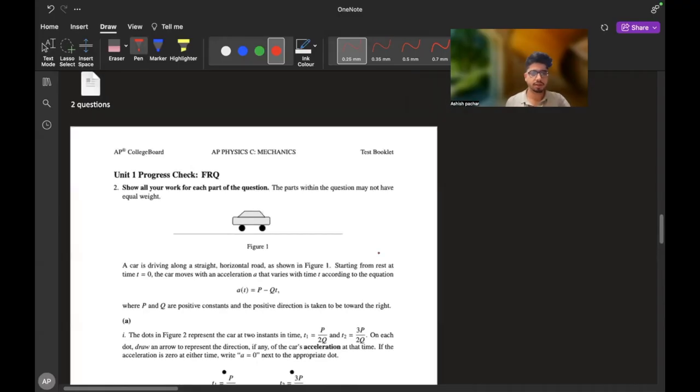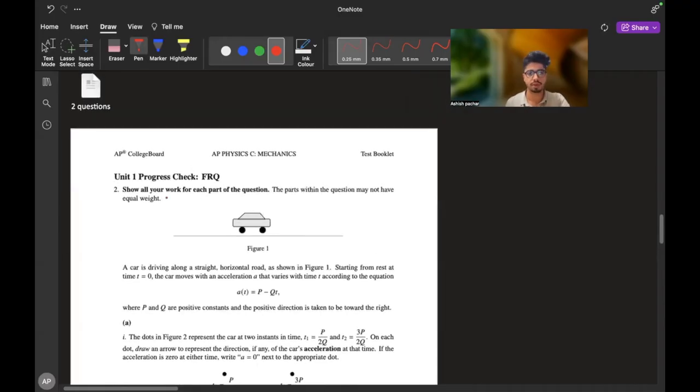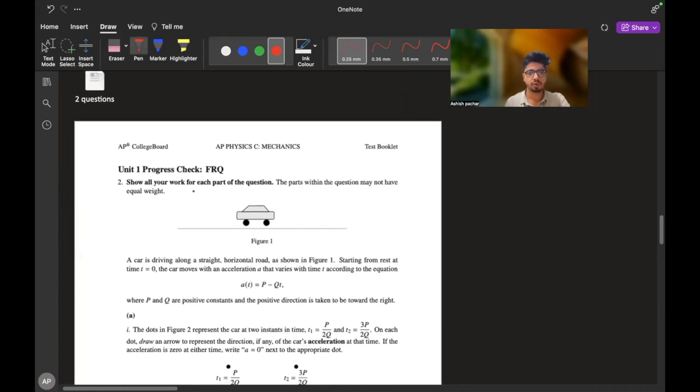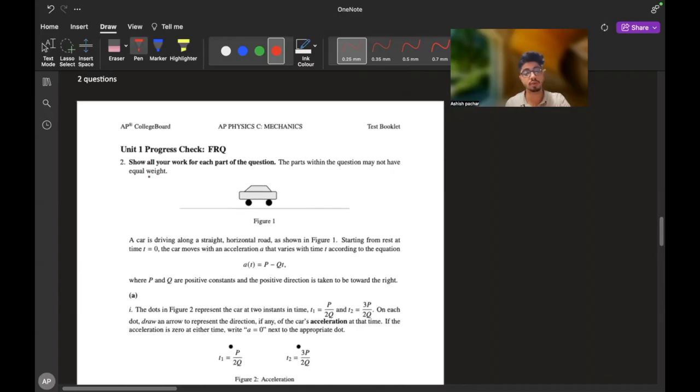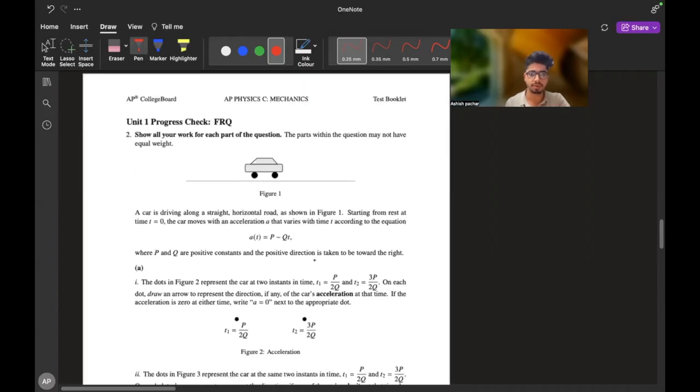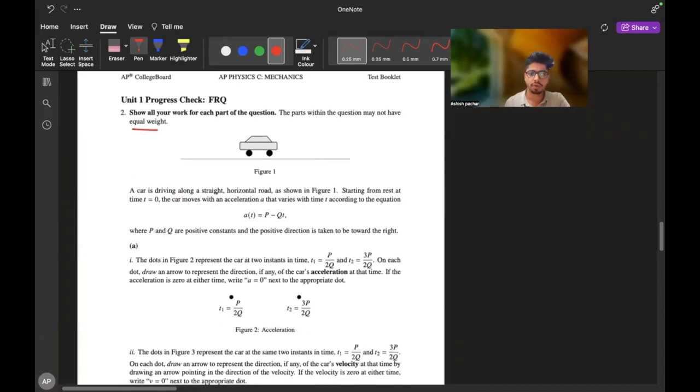So the question right now says, show all the working of each part of the question. Each part within the question may not have equal weightage. Okay, so a car is moving along a straight horizontal road as shown in figure 1, starting at rest. So starting from rest basically, the initial speed is, we are going to use it afterwards. So at t equal to 0, the velocity is 0.